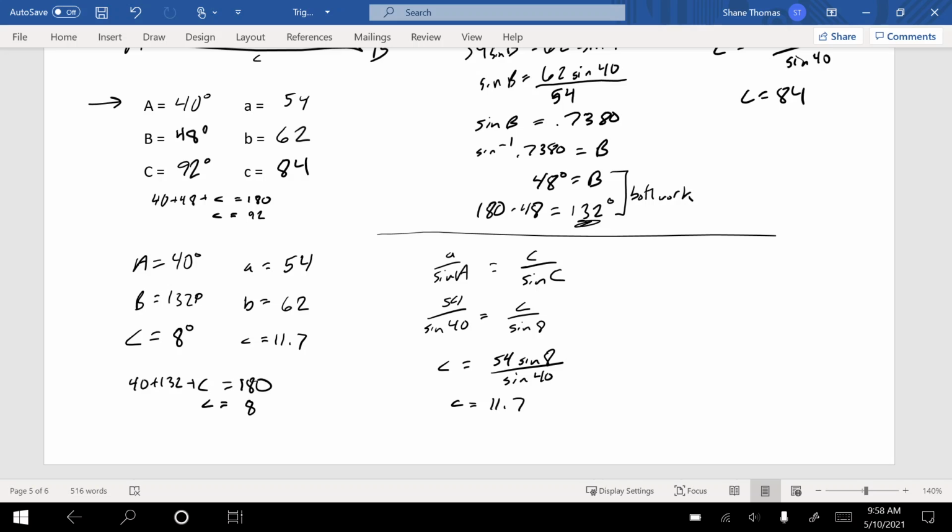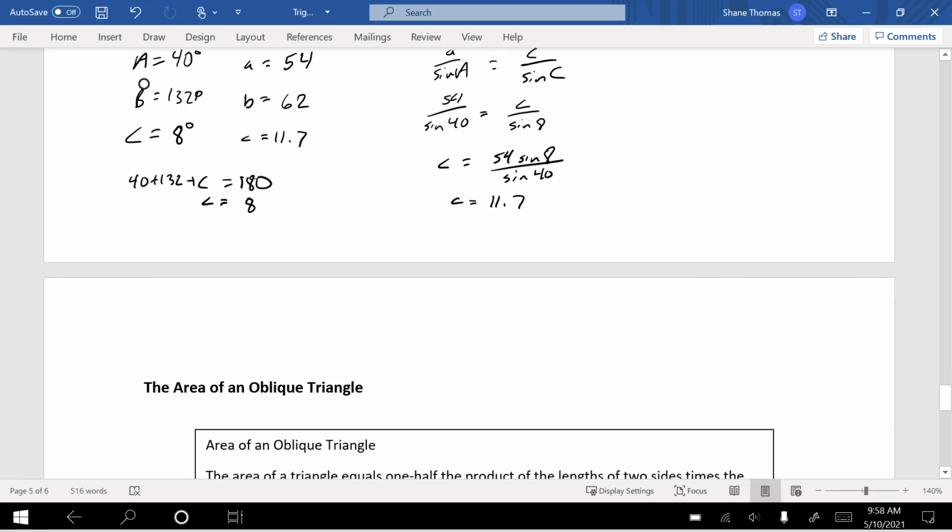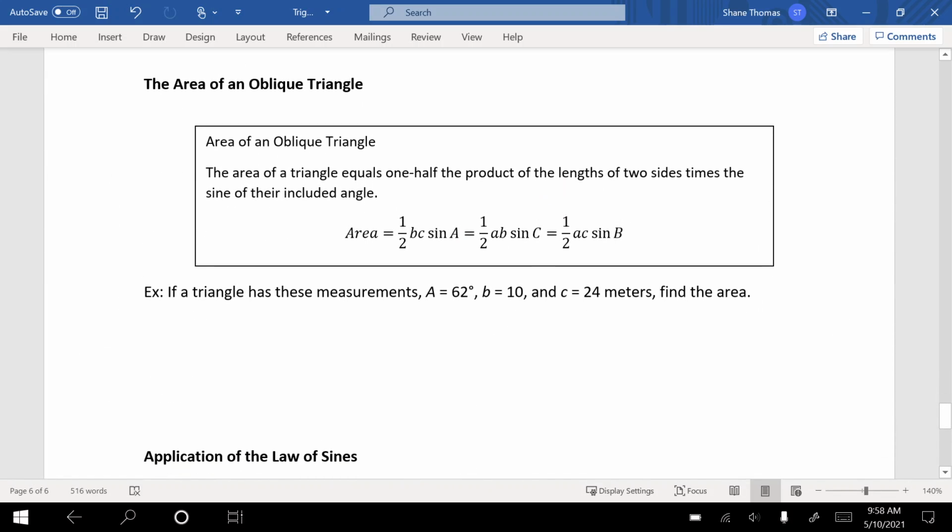All right, last thing. Let's use this for an area formula. Okay? So area of an oblique triangle. If you remember, back to our days working with right triangles, the easiest part was one-half base times height, right? That was back to the original triangle formula as well. Now, area of an oblique triangle: the area of a triangle is equal to one-half the product of the lengths of the two sides times the sine of their included angle. Right? So their included angle would be two sides, the angle between them. Yeah, that's what an included angle is.